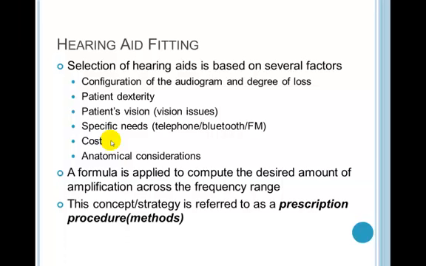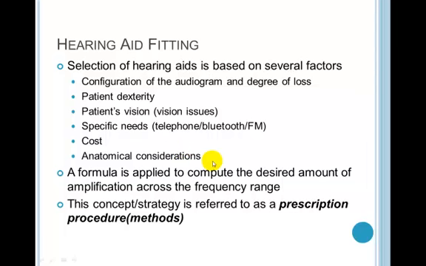Pay a portion of the cost. Anatomical considerations, right? We talked about that. If the outer ear or the ear canal is misformed or not formed normally, then we have other considerations like bone conduction hearing aid or a BAHA, a bone anchored hearing aid.